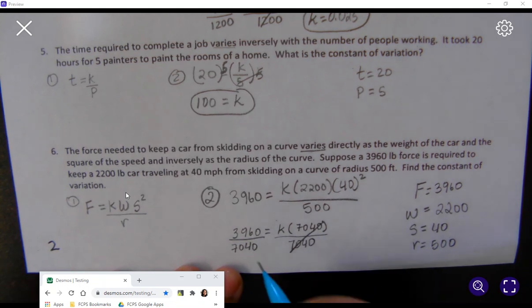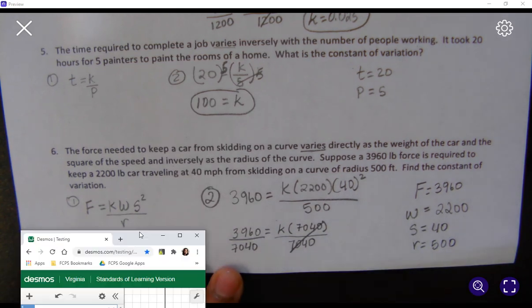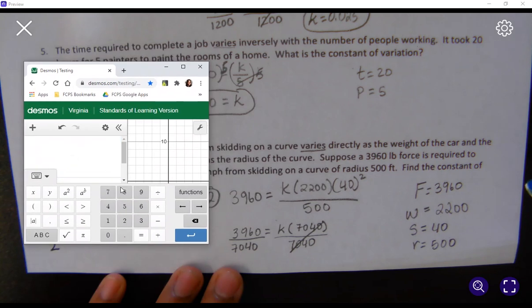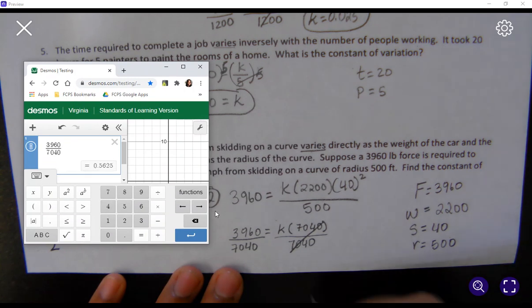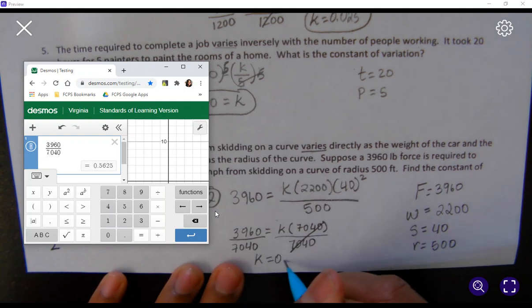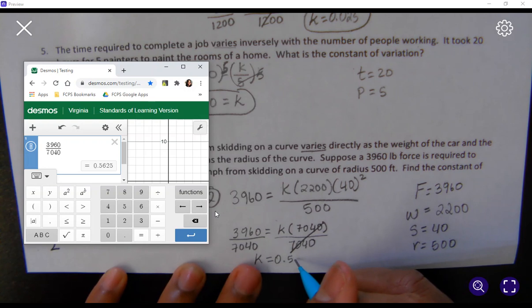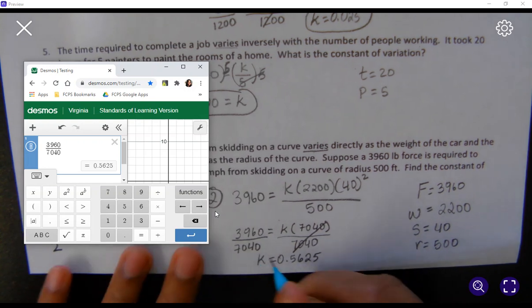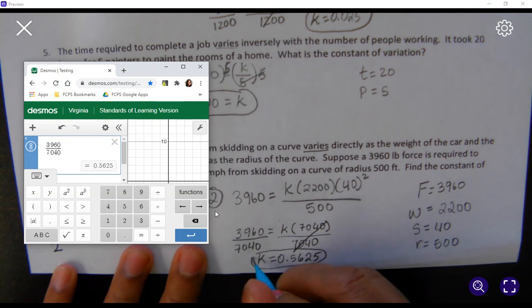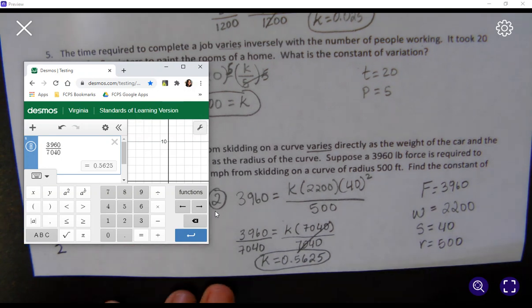So you have this, so let's figure out what this is. So you have 3,960 divided by 7,040. And so you have K equals 0.5625. Okay, so those are your practice problems for this.